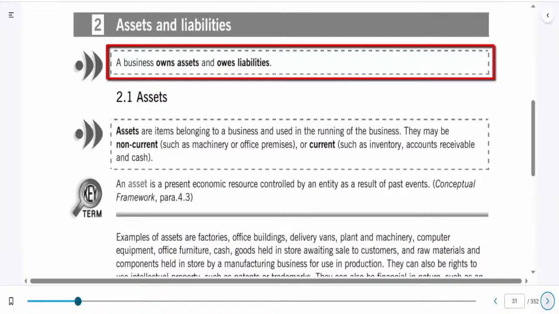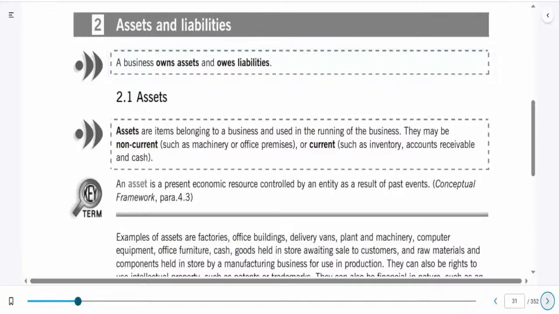So, in simple words, we can say, a business has things it owns, assets, and things it owes, liabilities. This is a basic idea that we'll use often in accounting. It's the starting point for understanding a business's financial situation. The things a business owns give it value, and the things it owes are what it needs to pay back. Does that make sense? Imagine your own things you own versus things you owe, and then think about it from a business's point of view. That's the essence of assets and liabilities.